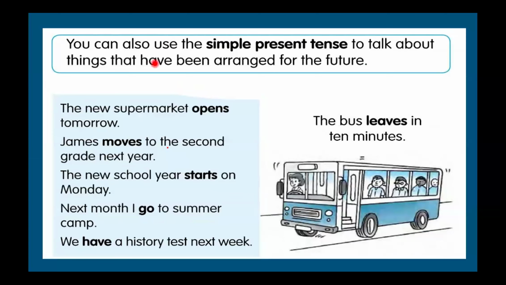You can also use simple present tense to talk about things that are arranged for the future. The new supermarket opens tomorrow. Okay. This we have already seen in the simple present tense, didn't we? Yes. Future. Okay. I want you to read out the sentences with me. The new supermarket opens tomorrow. James moves to the second grade next year. The new school year starts on Monday.